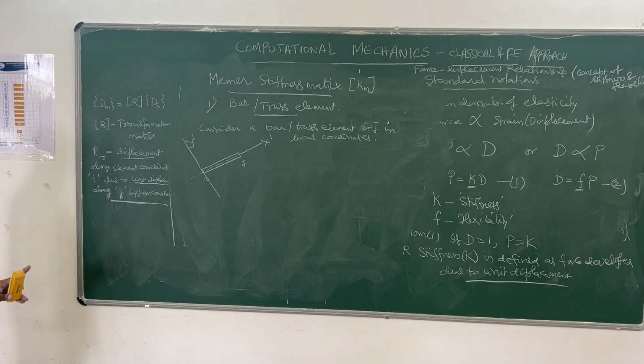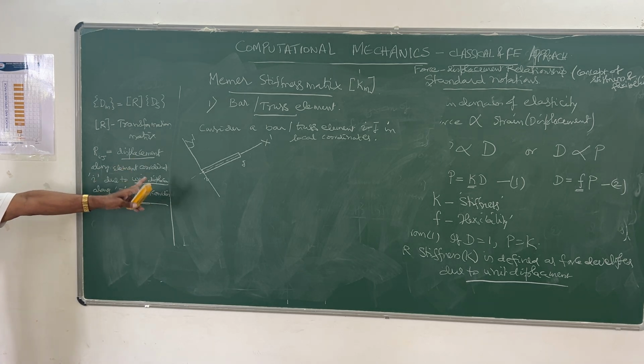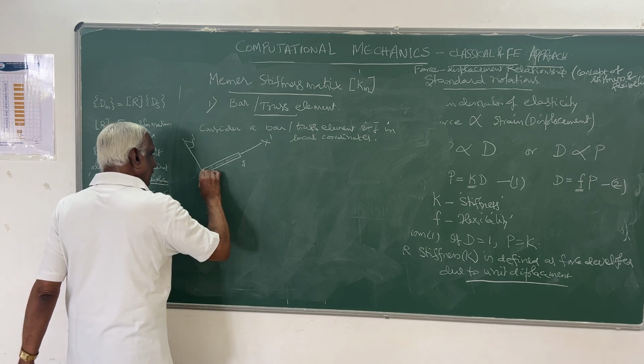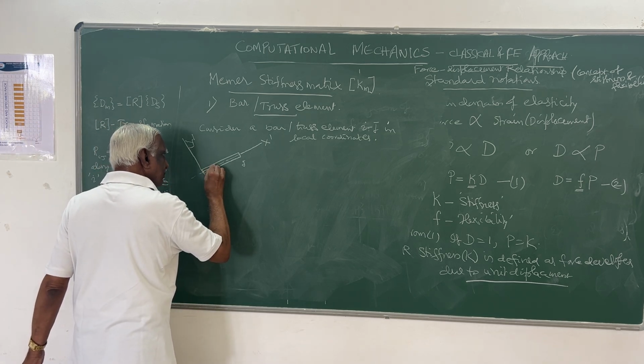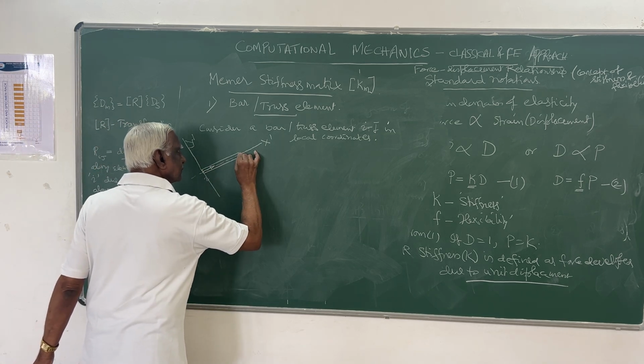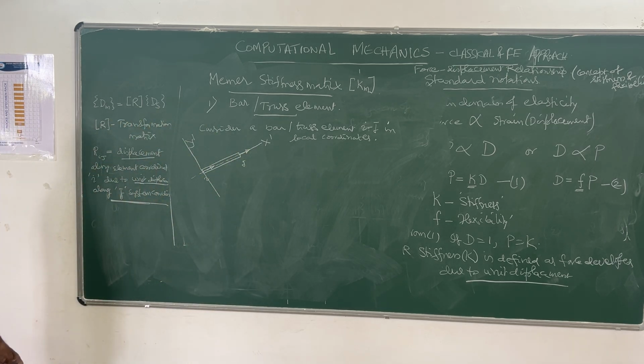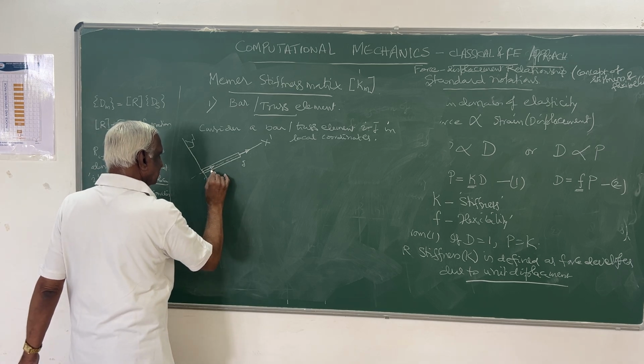IJ, one end and the other, or 1, 2, you can call it. How many degrees of freedom will it have? A truss element in local coordinates is subjected to only axial force, only one force. So only 1 degree of freedom.